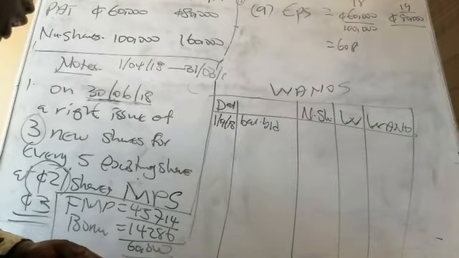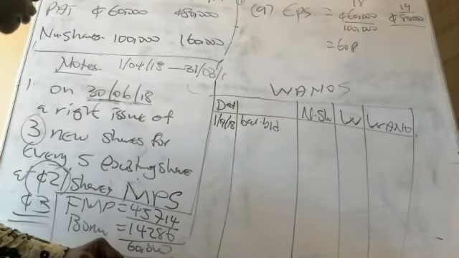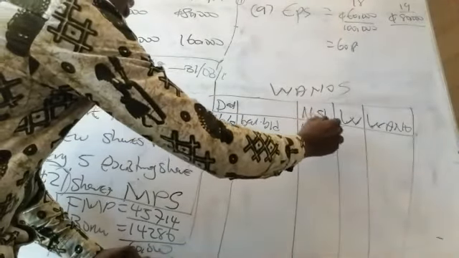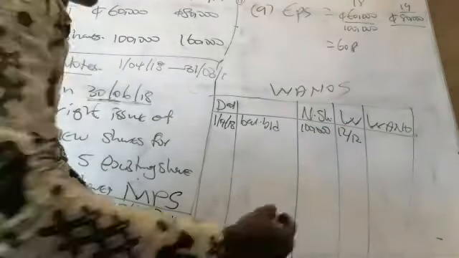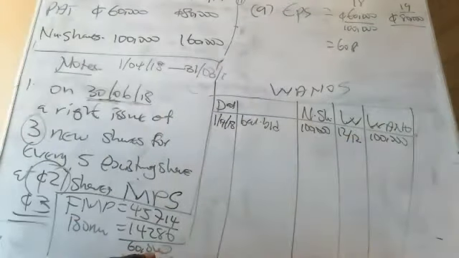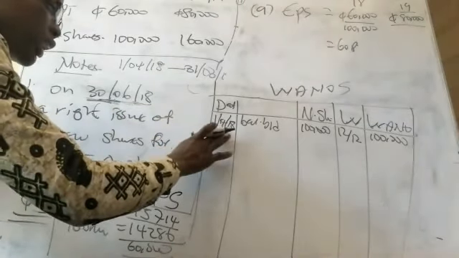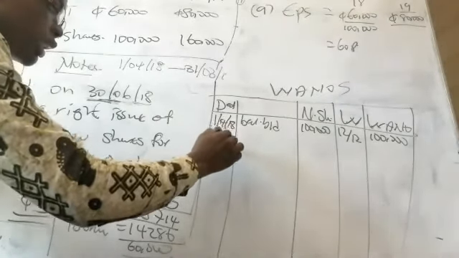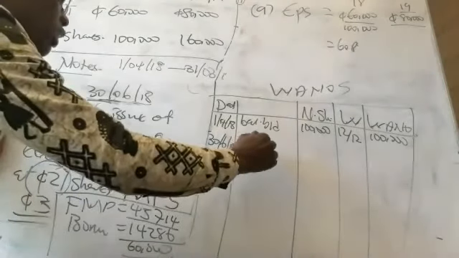So we have something like number of shares, this is 100,000. That will travel for exactly 12 months. So we have 100,000 as the weighted average number of shares. Then something happened on 30th June 2018. There was an issue of shares, so there was a rights issue.